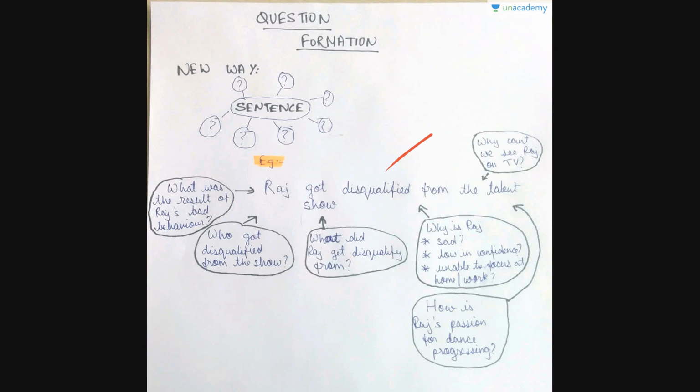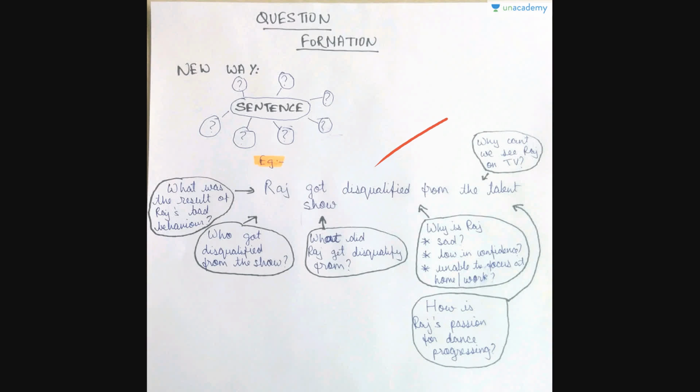So, yeah. And also, what was the result of Raj's bad behavior at the talent premises, at the venue where the talent show was happening? Sorry, I couldn't write the complete question, but you can literally come up with, what was the result of that bad behavior? This was the result.